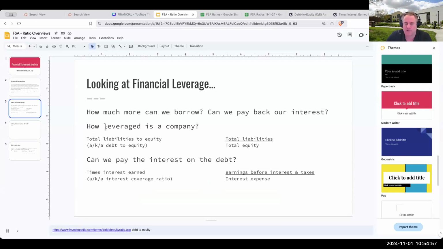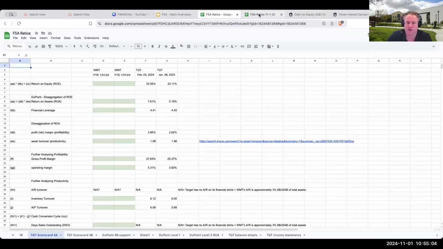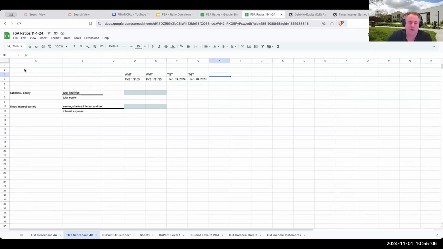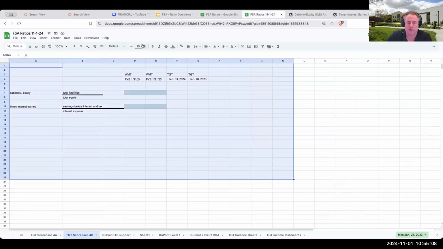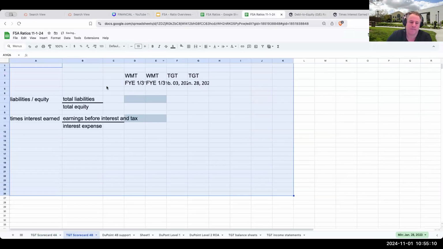The first one here is how leveraged a company is: total liabilities to equity. I'm going to do these for Target.